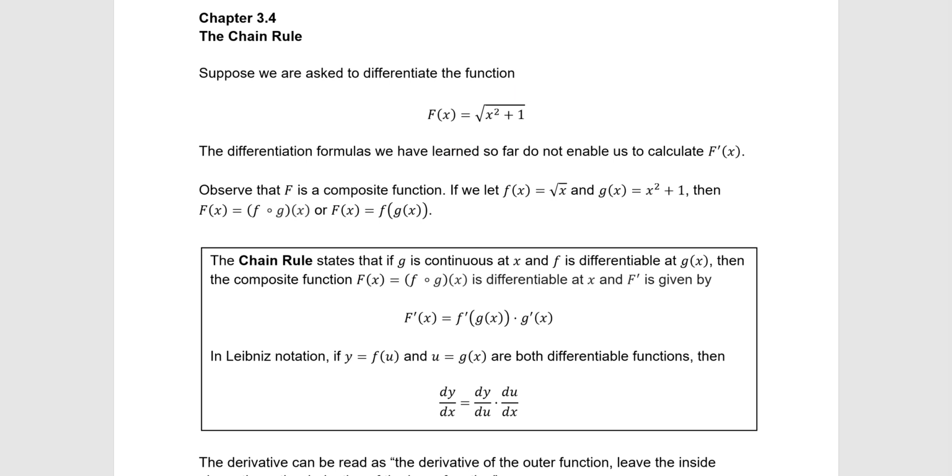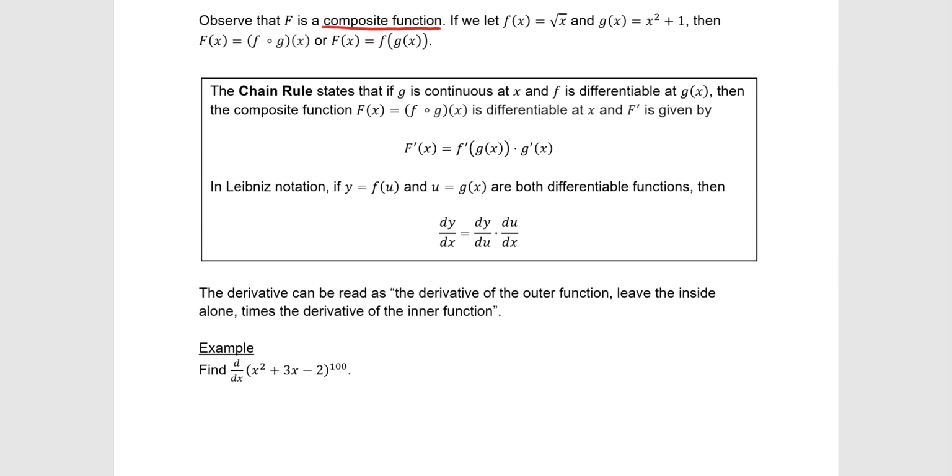First, something that's very important is notice that the function capital F is a composite function, which essentially means it's a function within another function. For example, if we let little f of x equal the square root of x and g of x equal x squared plus 1, then we can put these functions together using a composite function, f of g of x, taking g of x and plugging it into f of x. So it would be the square root of g of x, which is the square root of x squared plus 1. So that original function is a composite function. The chain rule is going to help us take derivatives of composite functions.